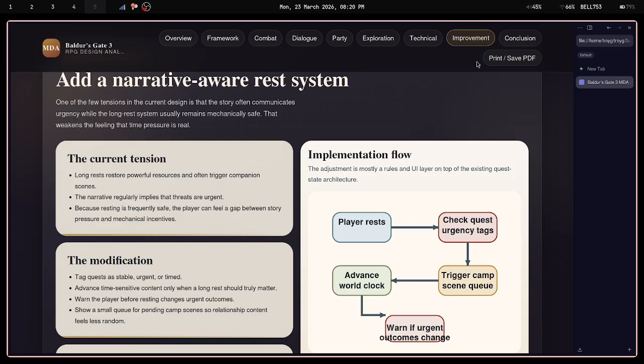The narrative says time matters, but the mechanics often suggest that frequent resting is safe. This does not ruin the game, but it slightly weakens immersion because the player's best strategic choice does not always match the story's sense of danger.